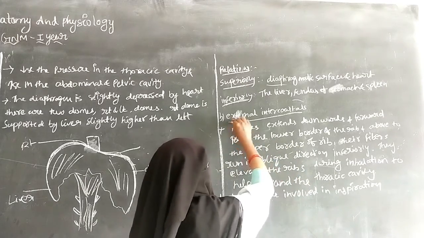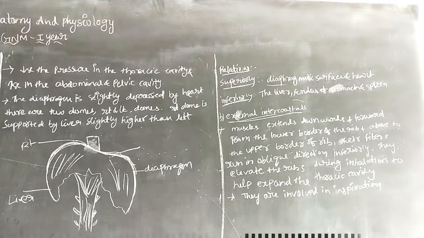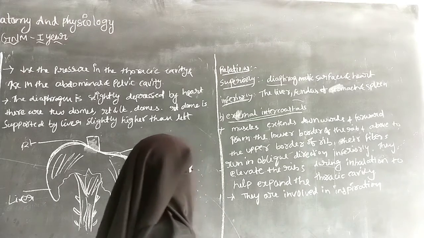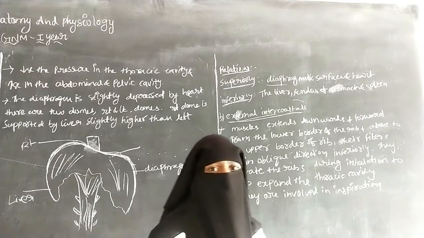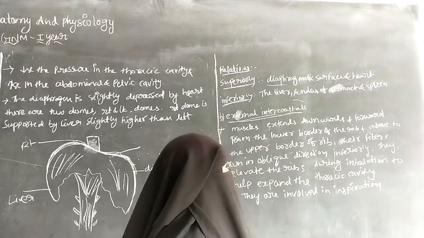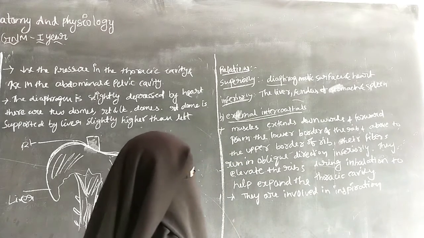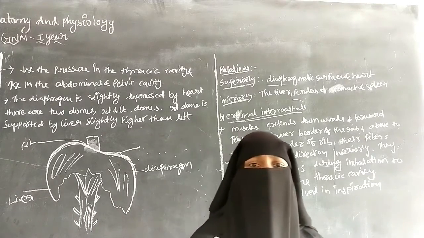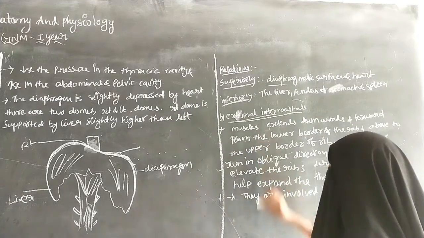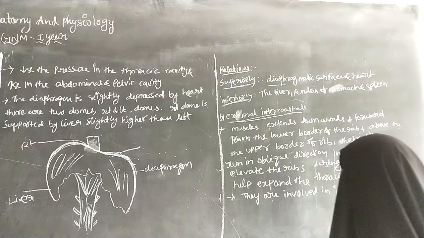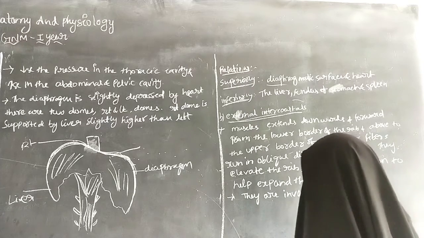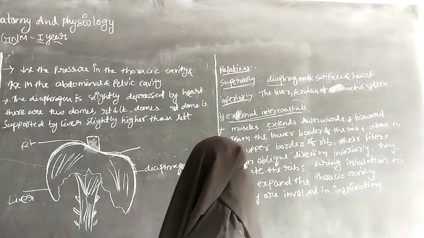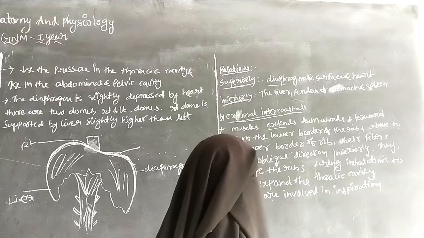The next one is the external intercostals. The external intercostal muscles are involved in inspiration. They also help with respiration. These muscles extend downward and forward from the lower border of the rib.